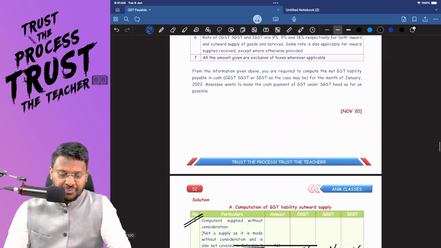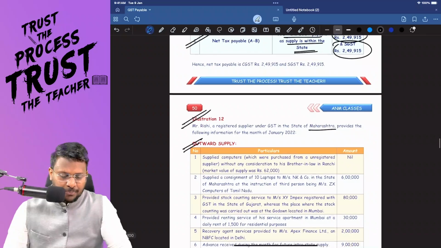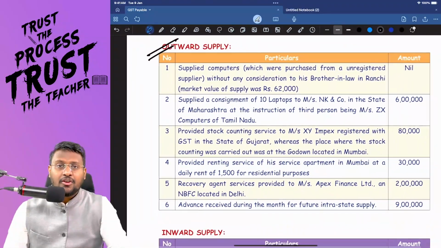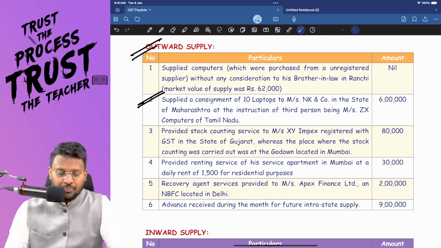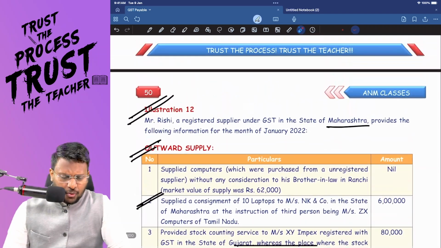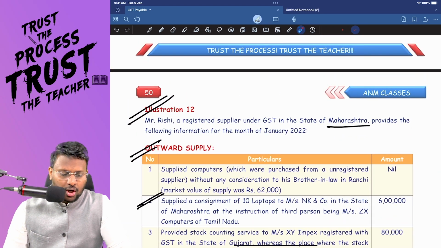Are you all really with me? I'm moving to the second adjustment. Come to the second adjustment. So in outward supply, the first adjustment we have taken care of. Supplied a consignment of 10 laptops. So we have supplied 10 laptops to Messrs. NK and Co. in the state of Maharashtra. First of all, we are also in the state of Maharashtra.